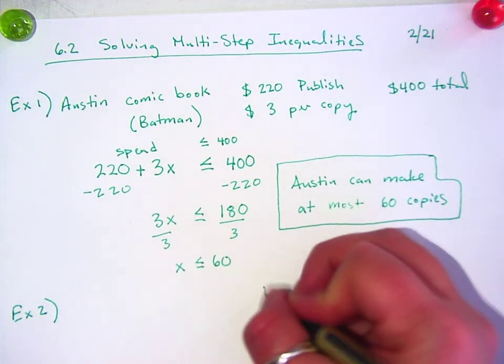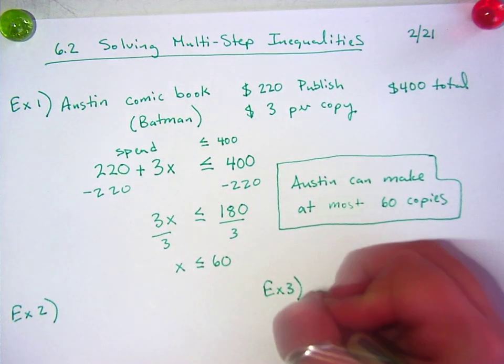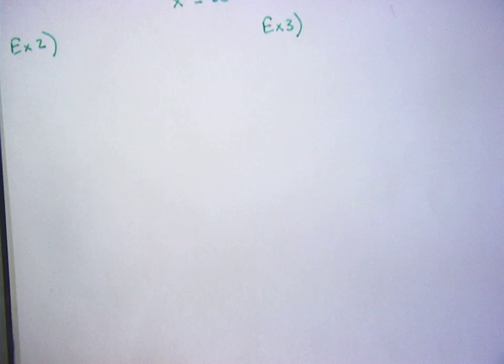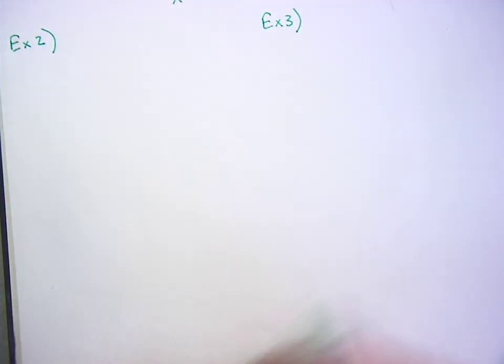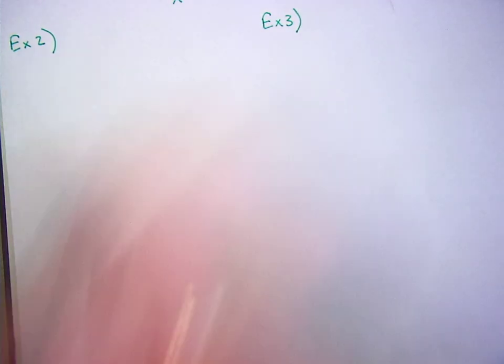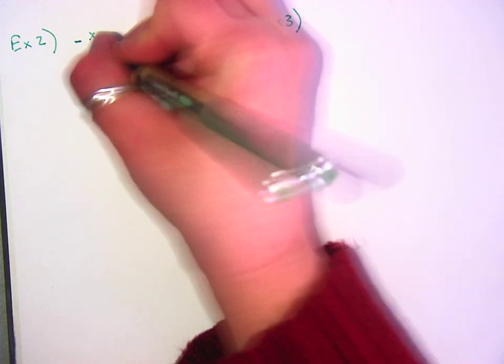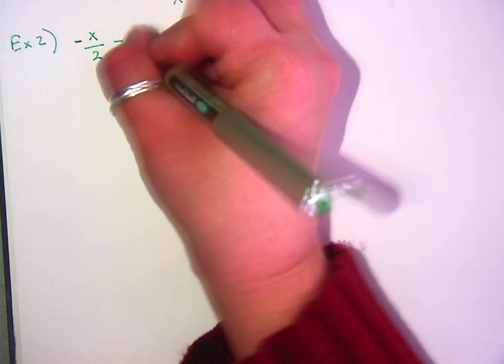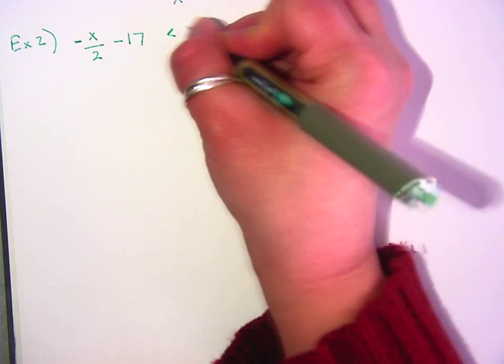All right, we're gonna do two more. One of them I'm gonna do with you, and one I'm gonna leave you to do with your partner. We're gonna try to make it hard. Here we go. Example 2. Does everybody feel like they're understanding the story problem 1? Not bad? Great. Negative x over 2 minus 17 is less than 7.